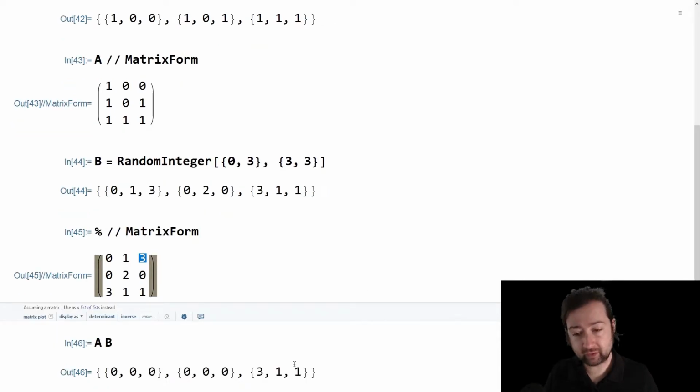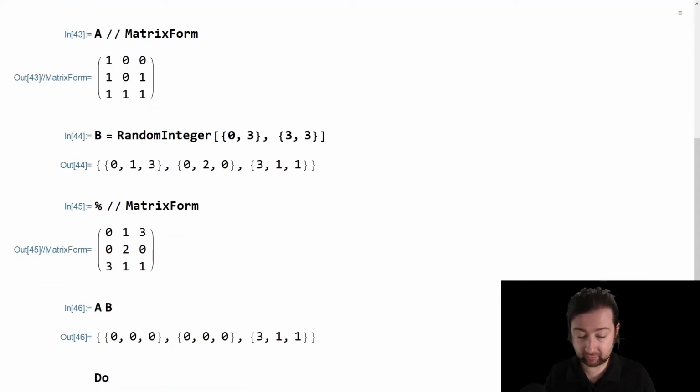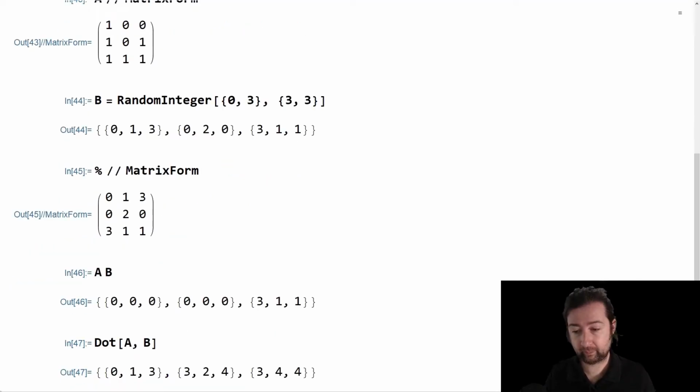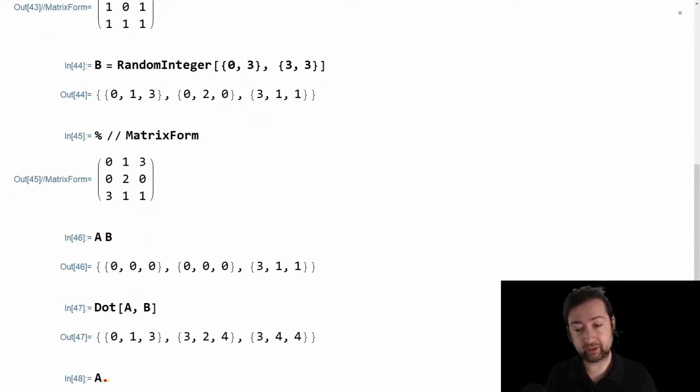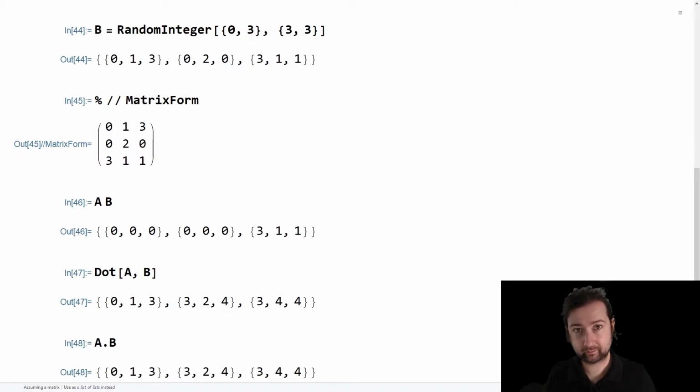If I want to use matrix multiplication instead, what I have to do is use something called the dot product. This is how Mathematica encodes matrix multiplication, with the command Dot. So if instead we Dot A and B, we'll get precisely what corresponds to the matrix multiplication that we learn in linear algebra. There's a shorthand notation for this, which is if I can write down A.B with a period here. So A.B performs the same operation.